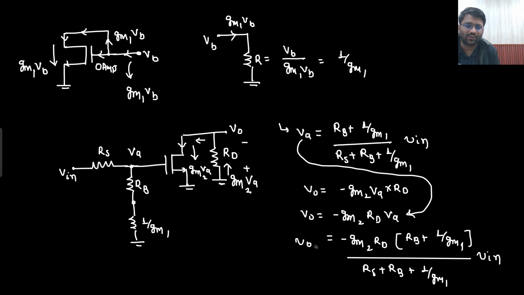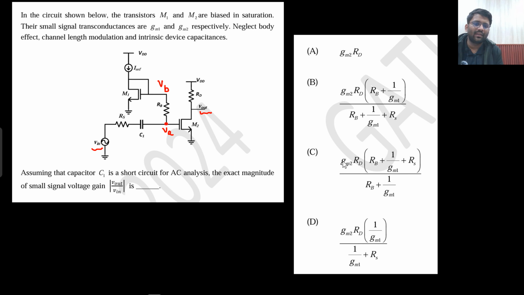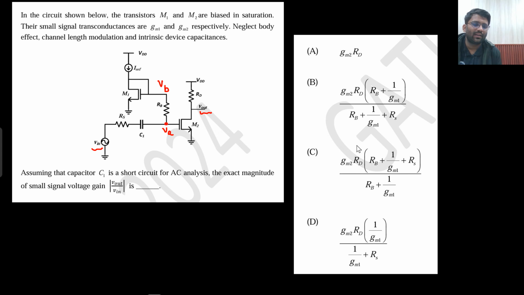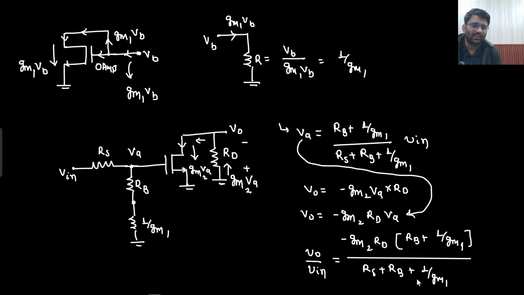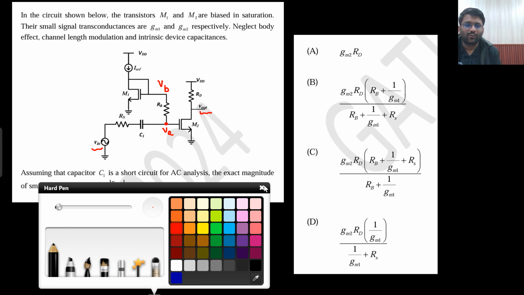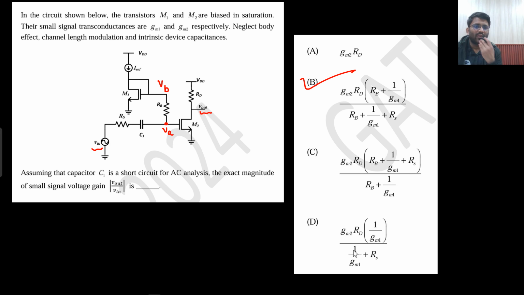So what is V naught by V in coming out to be? It is minus GM2RD times RB plus 1 by GM1 upon RB plus 1 by GM1 plus RS. They are talking about the magnitude, so they have just taken the magnitude here. So you get GM2RD, RB plus 1 by GM1, over RB plus 1 by GM1 plus RS. So this option is matching. If you have more than enough practice, then these will not take much time.